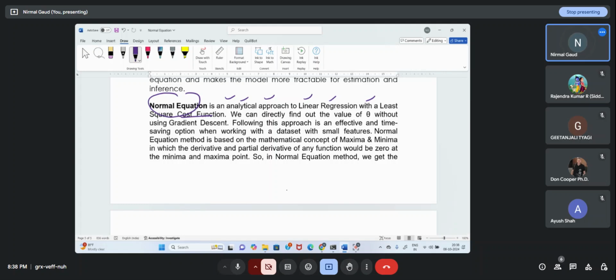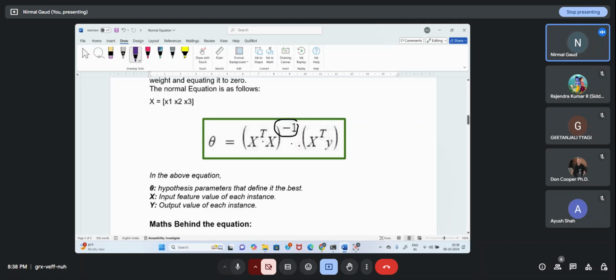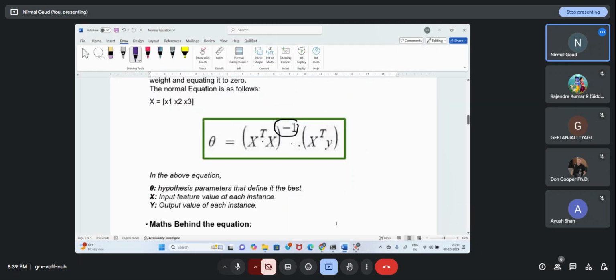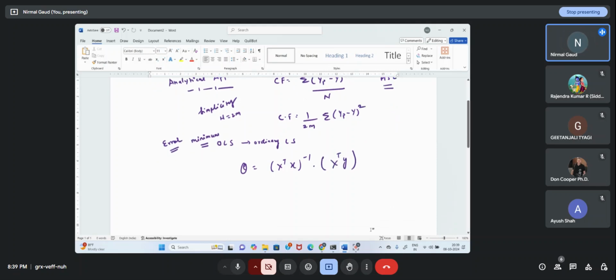And what is the normal equation? Here, you can see the normal equation. It is given as theta equal to the inverse of (x transpose x), dot x transpose y.